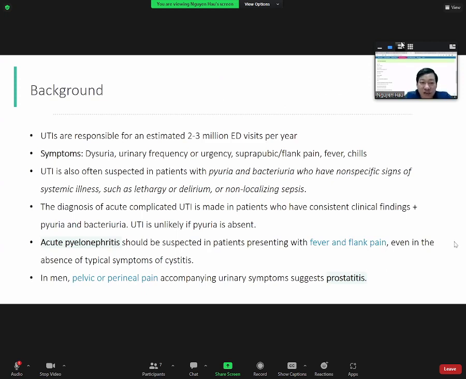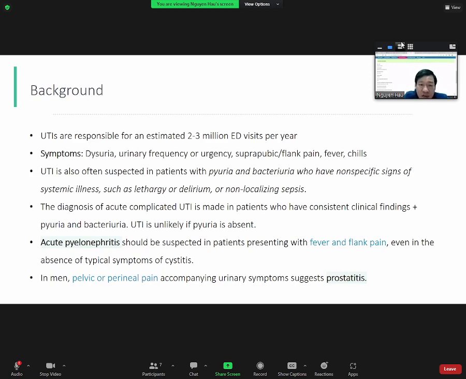UTI is responsible for an estimated 3 million ED visits per year. The patient usually comes with symptoms of dysuria, urinary frequency or urgency, suprapubic pain, fever, chills, etc. UTI is also often suspected in patients with pyuria and bacteriuria who have non-specific signs of systemic illness, such as lethargy or delirium or non-localizing sepsis, especially in the elderly, in diabetes mellitus or cirrhosis.